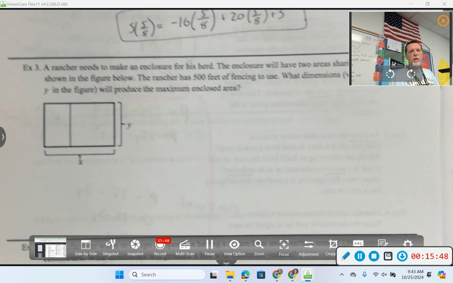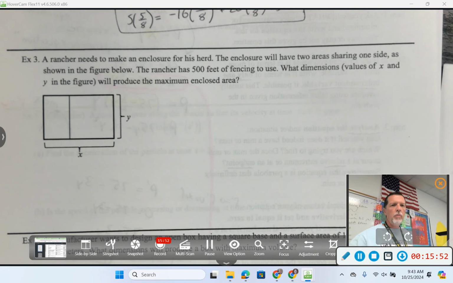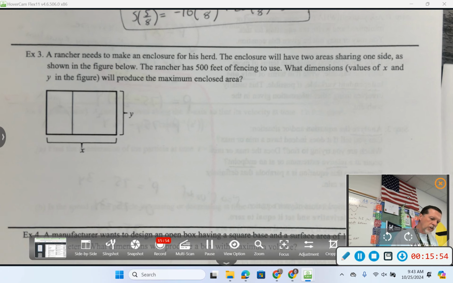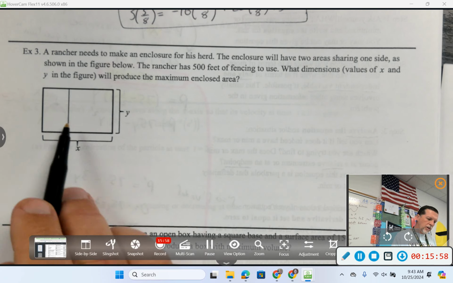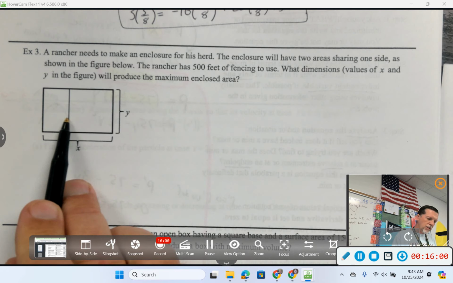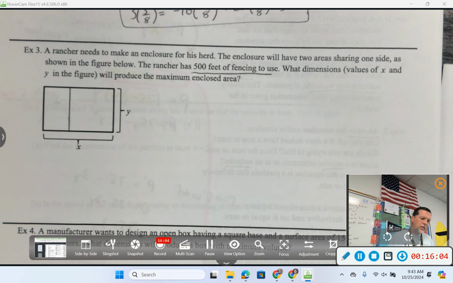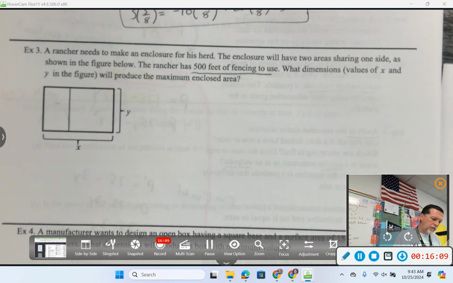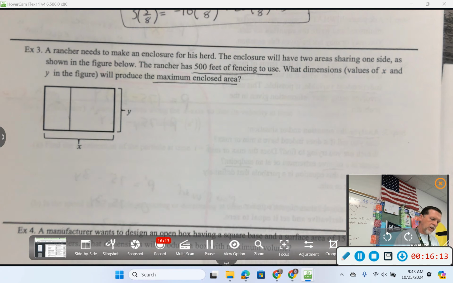All right, let's try one more, and then we will be done. Number 3. A rancher needs to make an enclosure for his herd. The enclosure will have 2 areas sharing one side, as shown in the figure below. The rancher has 500 feet of fencing to use. What dimensions, values of x and y in the figure, will produce the maximum enclosed area?